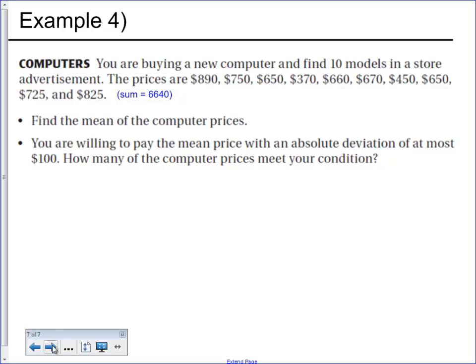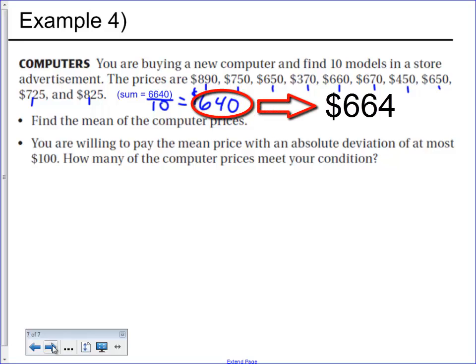Example number 4. You're buying a new computer and find 10 models in a store advertisement. The prices are listed as follows. We have a sum there. There must be a reason for that. We want to find the mean of the computer prices. Mean is the average. All right, so we got the sum already on there, so we're going to have to divide that by, we've got 1, 2, 3, 4, 5, 6, 7, 8, 9, 10 numbers, 10 prices. So 6,640 divided by 10 should give us $664. So that would be the solution to the first part.